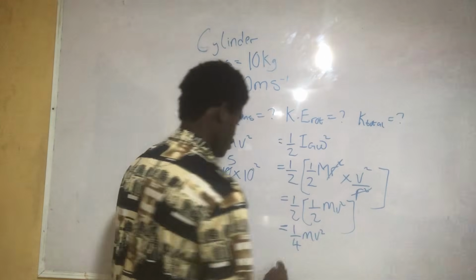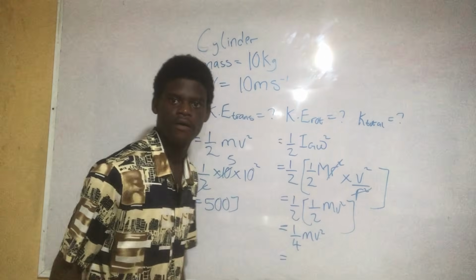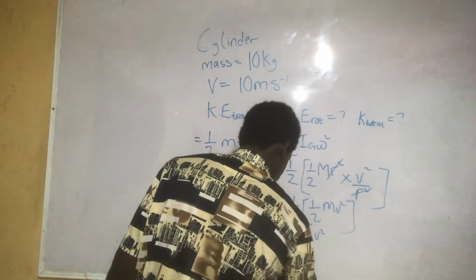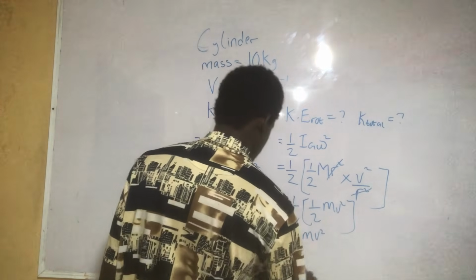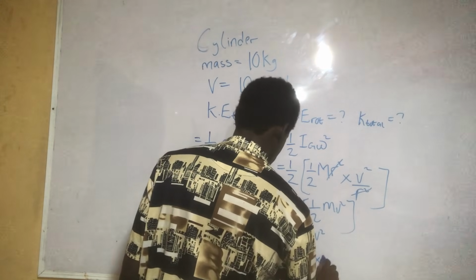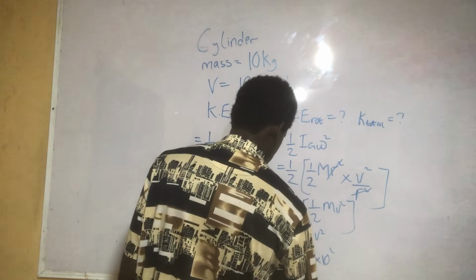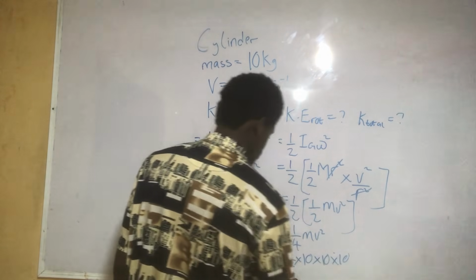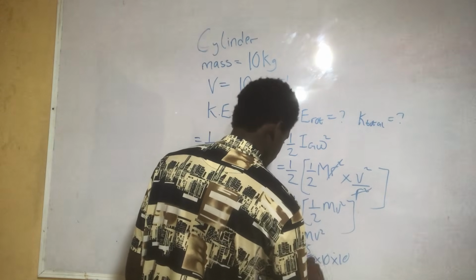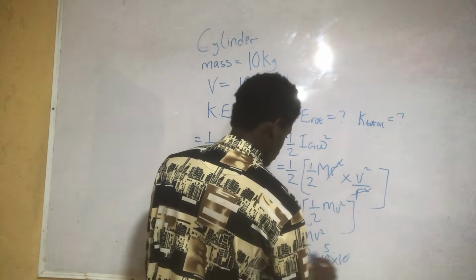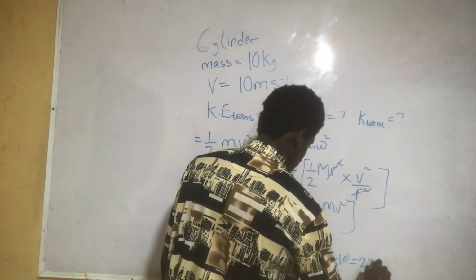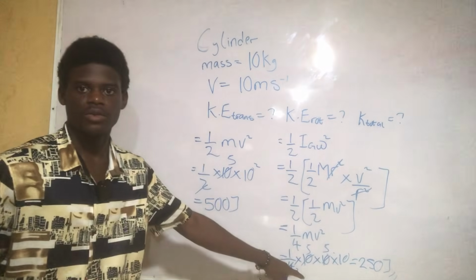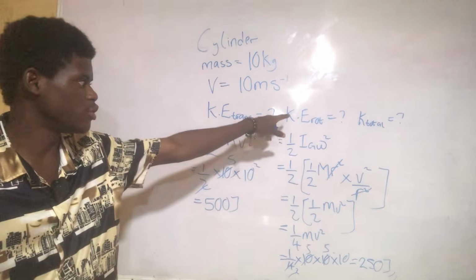So let's put in our values and get our answer. This will be 1 over 4 times our mass, which is 10, times velocity, which is also 10 squared. So let's say times 10 times 10. The easy way to calculate it is, 2, maybe 5, then 5 will cancel this one again. So this will be 250 joules. So we got 250 joules for our rotational KE.